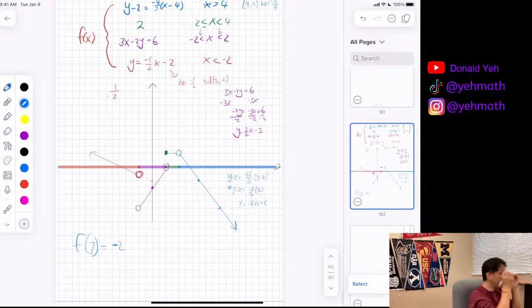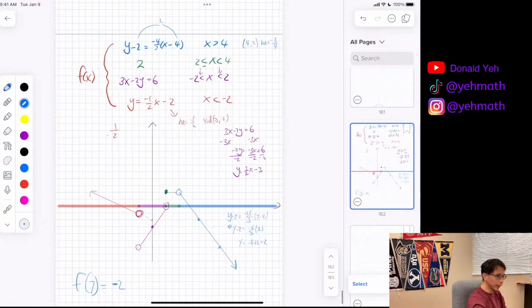So that means my input is 7. Plug into the first function, not the second one, not the third one, not the fourth one, because 7 follows the restrictions. So we go to when x equals 7, and we see the graph is right here, and going down, that's it, because that graph follows the restriction. Does that make sense?